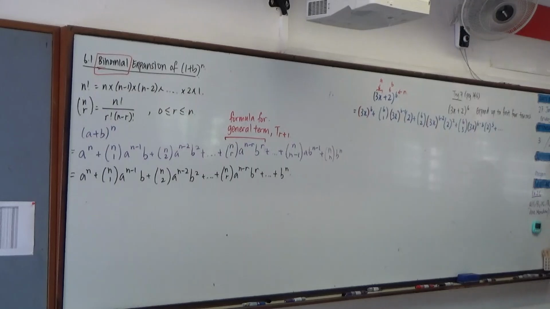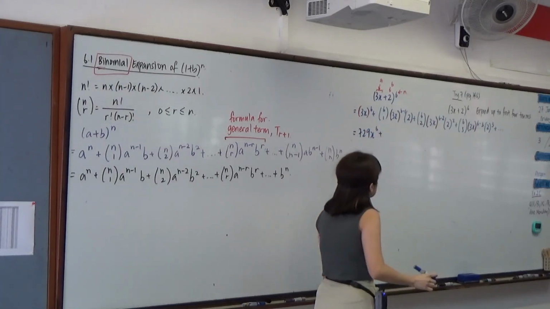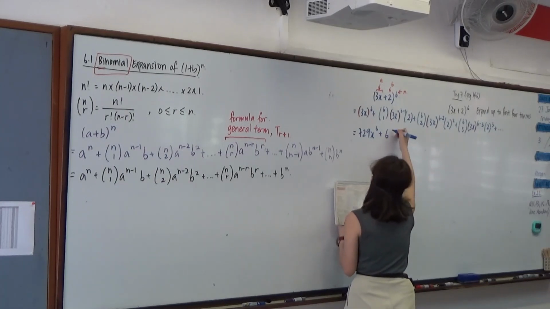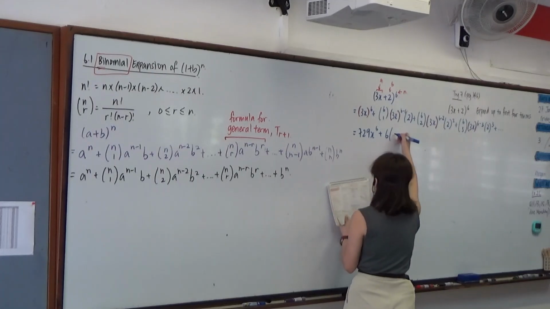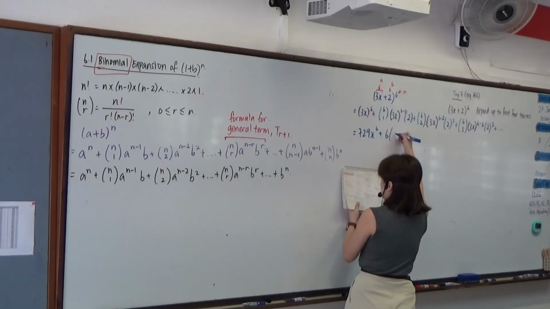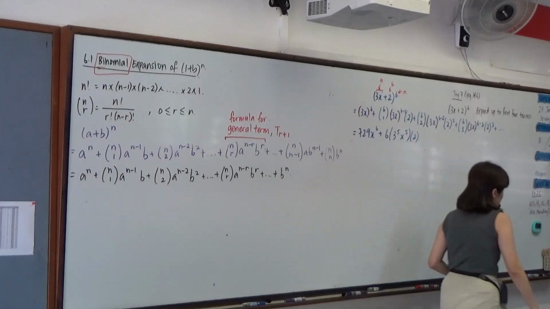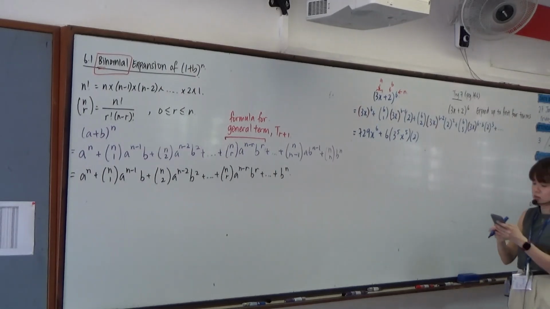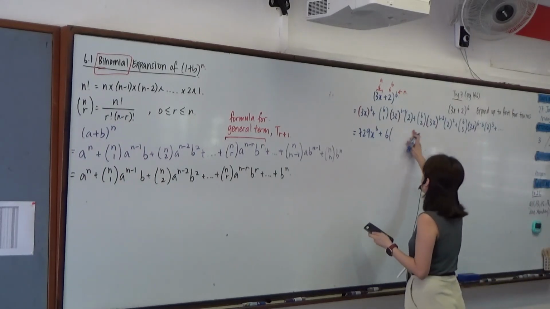Then after that, we go about simplifying. So 3 to the power of 6 will give you 729. 6 choose 1, press your calculator, you will get 6. 3x to the power of 6 minus 1 means to the power of 5. So we will have 3 to the power of 5, x to the power of 5, times 2. Sorry, I didn't calculate that. So we get 243.